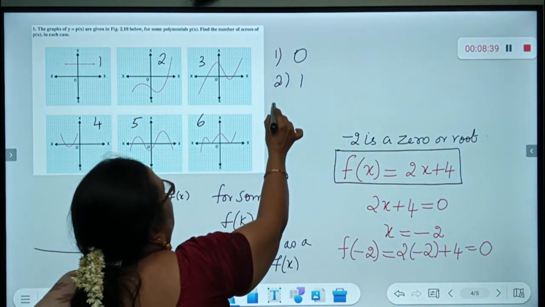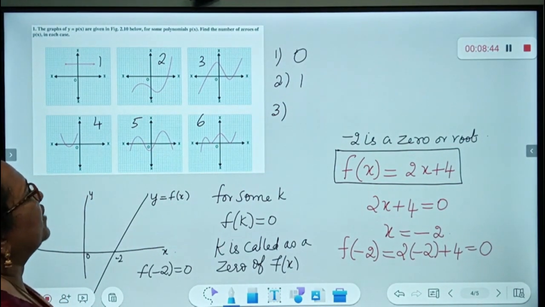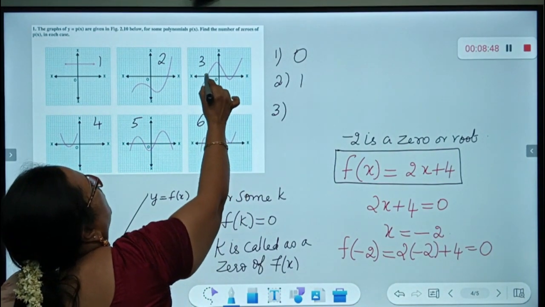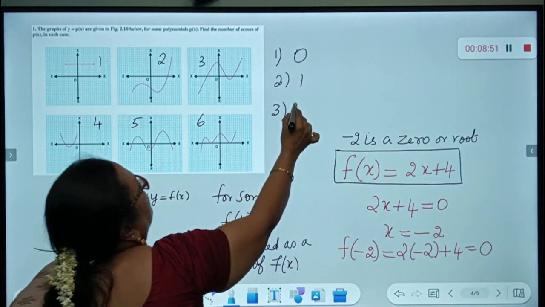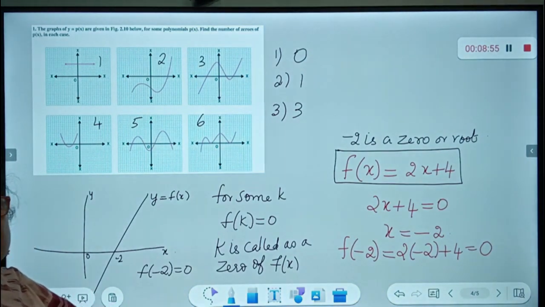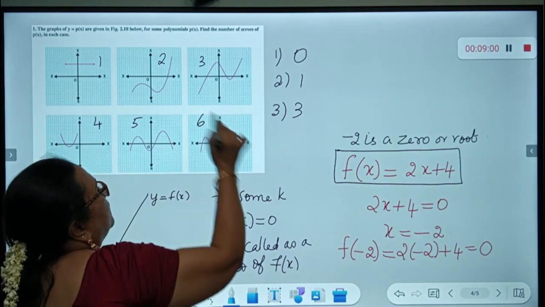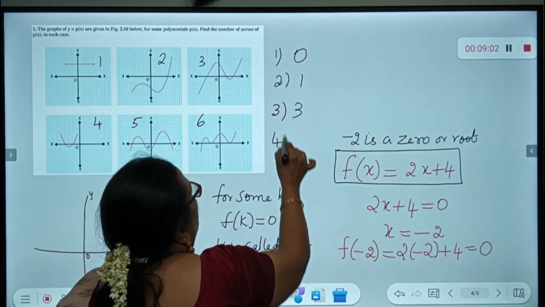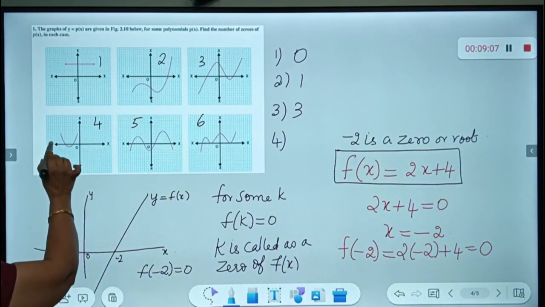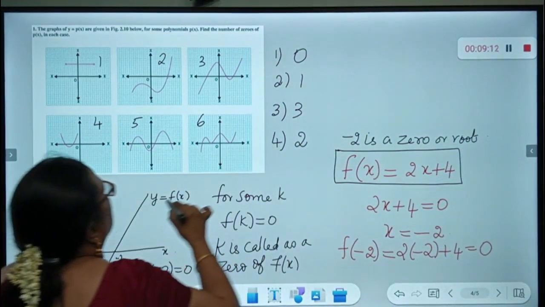Look at the third graph. How many values does the graph cut the x-axis? You can see that this graph cuts the x-axis at 1, 2, 3. Therefore, this polynomial has 3 zeros or 3 roots. Now look at graph number 4. How many places does the graph cut the x-axis? At 2 points. So the number of zeros is 2.